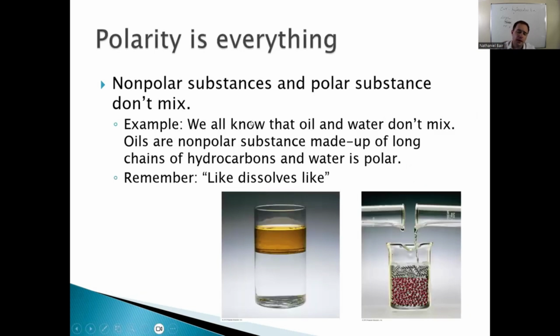Why is polarity important? Well, because polarity means everything when it comes to solubility. Like dissolves like, a really important phrase for solubility. What does that mean? Well, that means polar things like to dissolve in polar solvents, and nonpolar things like to dissolve in nonpolar solvents, but polar and nonpolar do not mix.